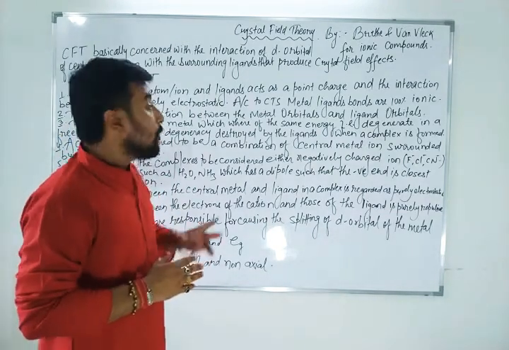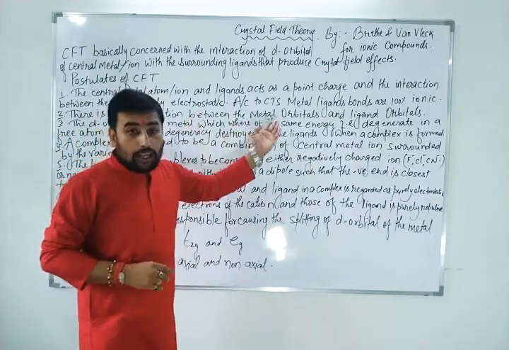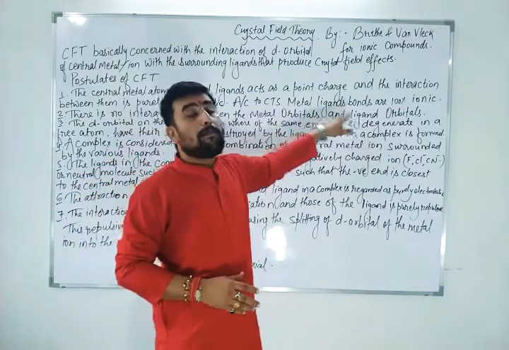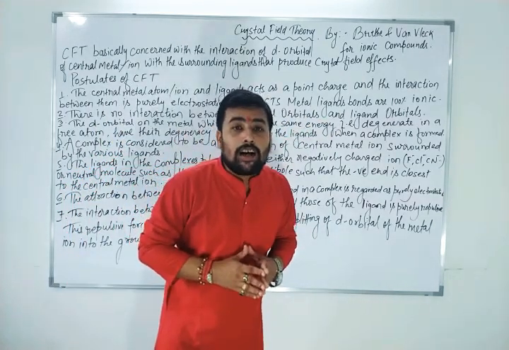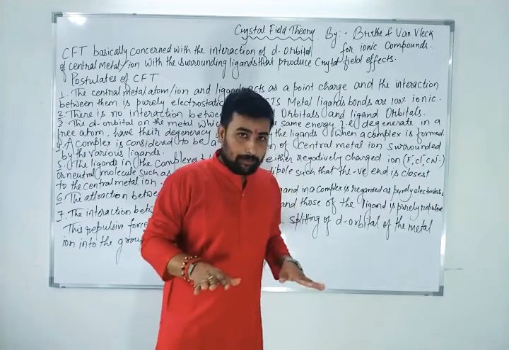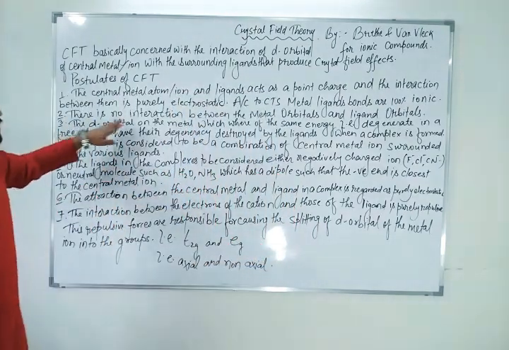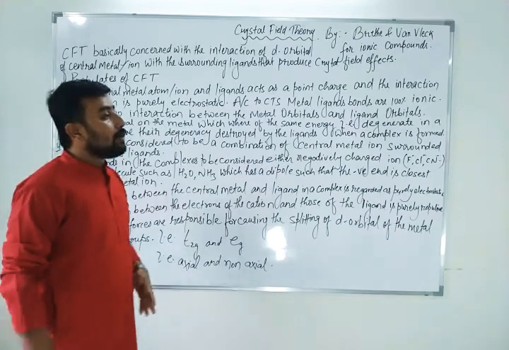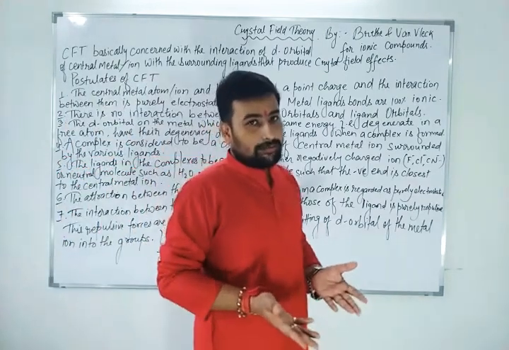The interaction between them is purely electrostatic. According to crystal field theory, the metal-ligand bonds are 100% ionic. Got it? Now the second postulate: there is no interaction between the metal orbitals and ligand orbitals.